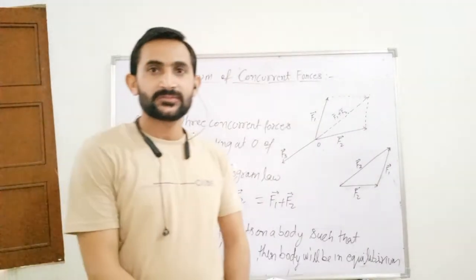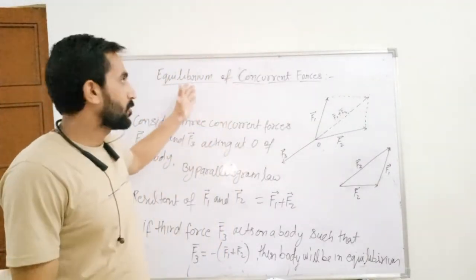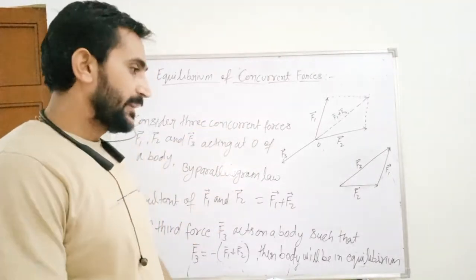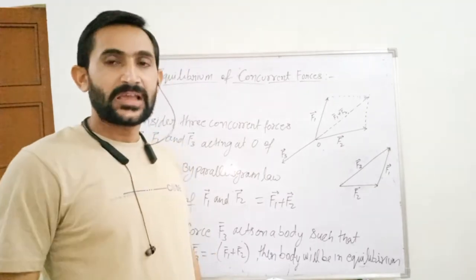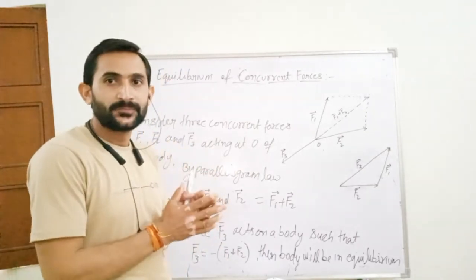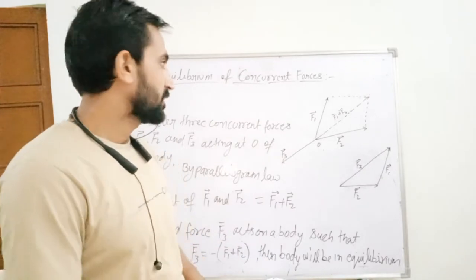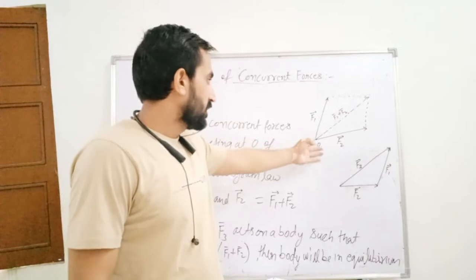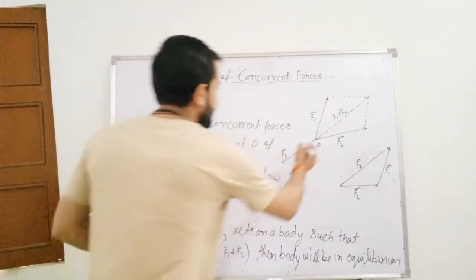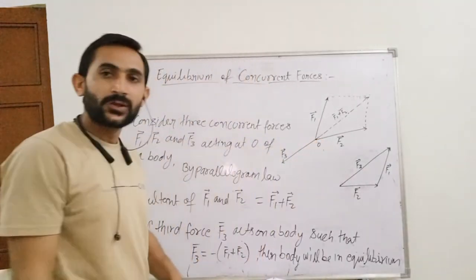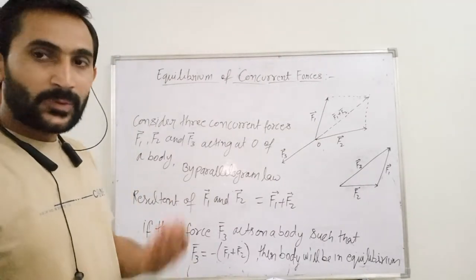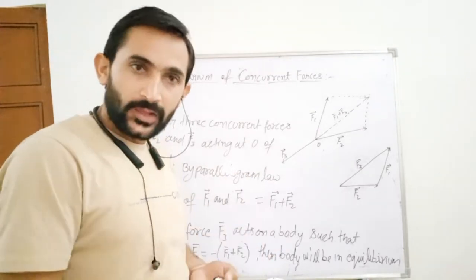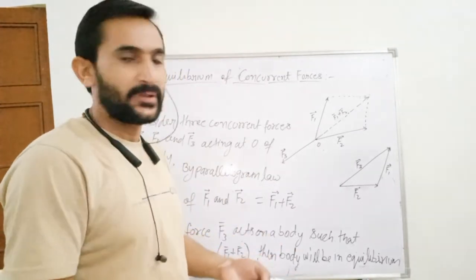Hello students, today we will discuss the equilibrium of concurrent forces. It means if we have a lot of forces acting at the same point, then what will happen? Suppose there are two forces F1, F2 acting at point O. These are different forces, not equal forces. Then what will be the equilibrium and non-equilibrium here? Maybe equilibrium or non-equilibrium. What will happen? We will discuss here.